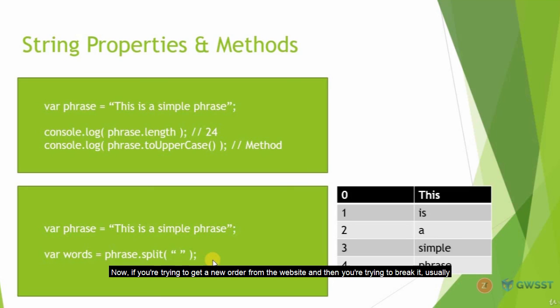Now if you're trying to get a URL from a website and then break it, usually URLs have underscores or hyphens. So whatever you want to differentiate inside a string, specify it over here. I wanted to make a difference between each space, so I have given a blank space. When I say phrase.split, it automatically creates an array inside the words variable. So it's going to output something like this, where the index of 0 will be this, 1 will be is, 2 will be a, 3 will be simple, and 4 will be phrase.